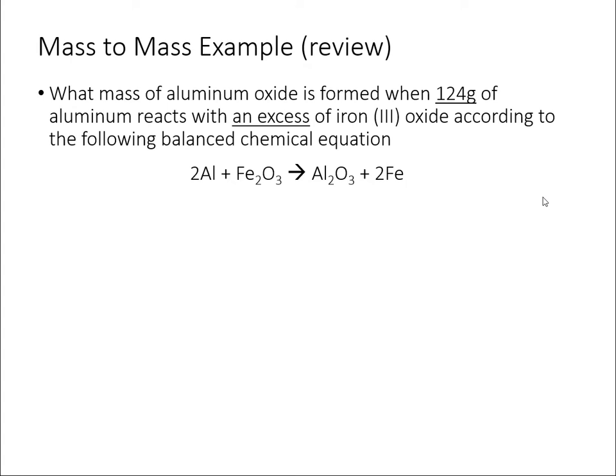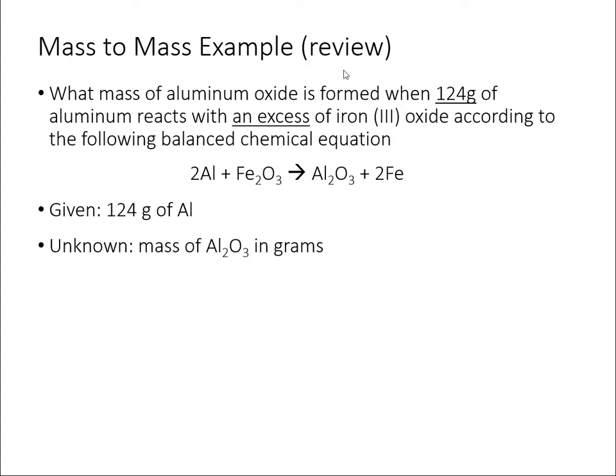Now, I'll remind you what "in excess" means. With the excess, it means I have more than enough iron oxide to react completely with the aluminum. So what we've done in the past is say, don't worry about how much iron oxide you have. You know you have more than enough. So just focus on the one thing that they gave you information about. So how would we solve this problem?